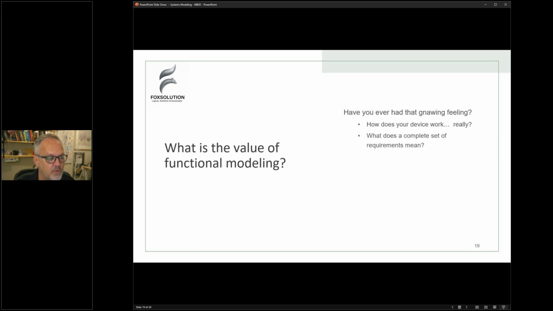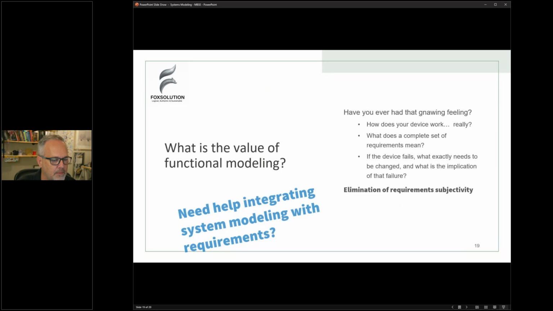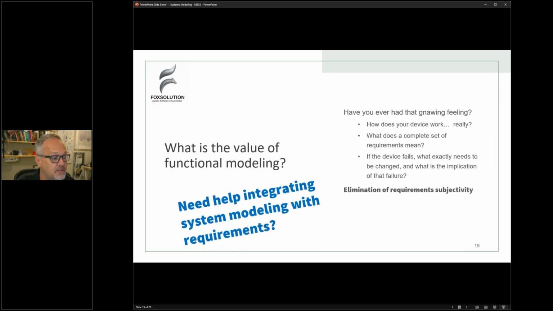What does that complete set of requirements mean? Now we have a real definition of when we're done. And if the device fails, we know exactly what needs to be changed. So it's all in front of us. The requirement set is there. The risk management will be there. And then we have a functional understanding of how the device works. So we have all of the impact of any particular change right in front of us. It eliminates that requirement subjectivity.